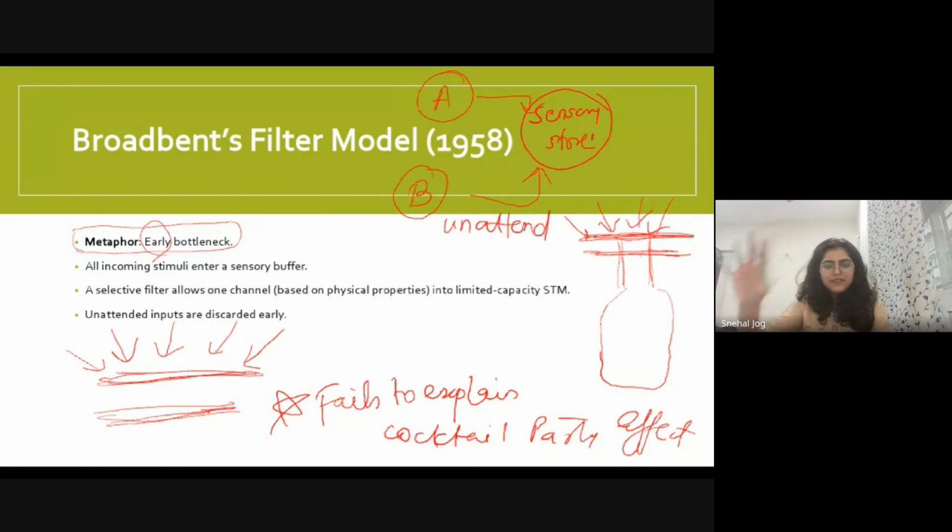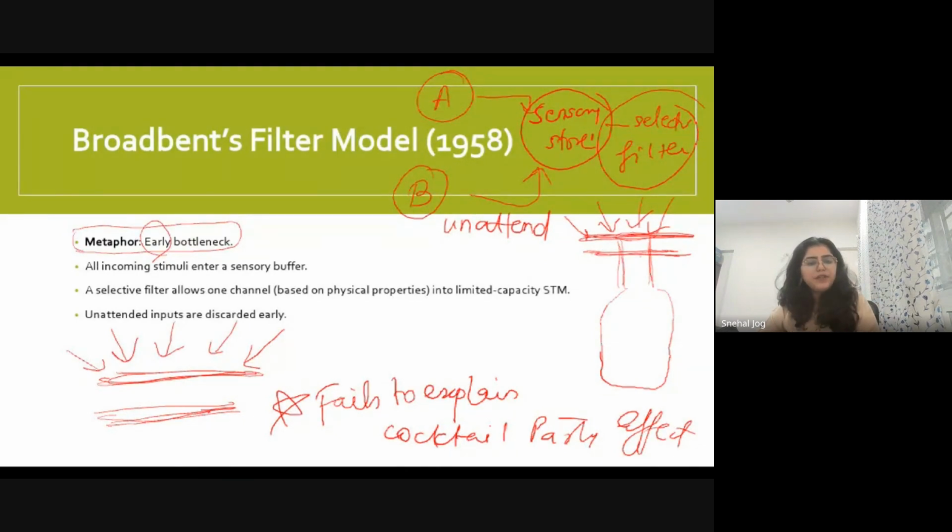Now, when both these messages go to your sensory store, they are going to pass through a selective filter. That filter is going to be strictly based on physical properties, and then comes your bottleneck here. Once it passes through the selective filter, only then you actively start attending to the information. So that is Broadbent's model.